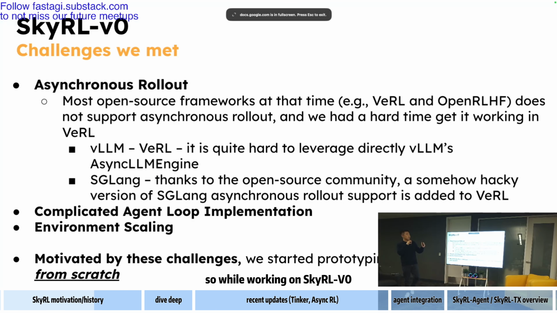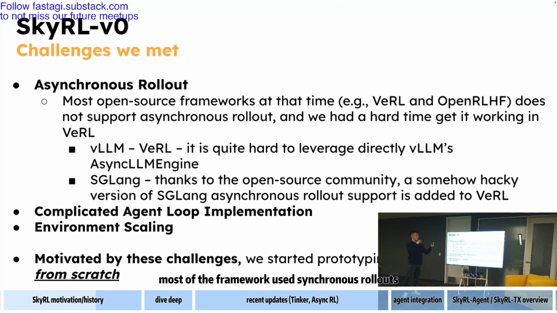So while working on SkyRL v0, there were several challenges that we met. The first one is, like I said, most of the frameworks used synchronous rollouts. In Virl, it was hard to use vLLM's async LLM engine. And for SGLang, I think there were some open source efforts on getting SGLang async rollout support in Virl at some point last year. But besides that, there's also the complicated agent loop implementation, and there was also an issue with scaling up the environment. So with these challenges, we started prototyping a simpler RL framework from scratch.